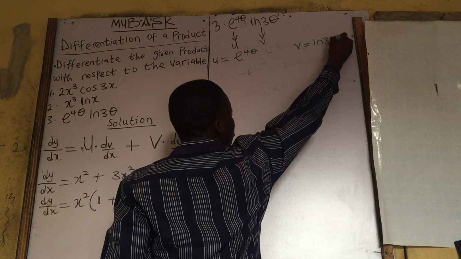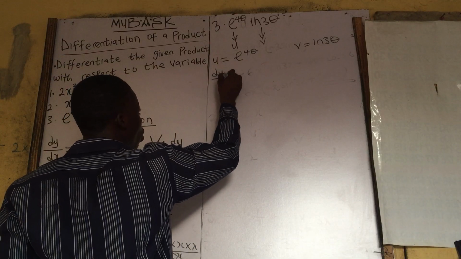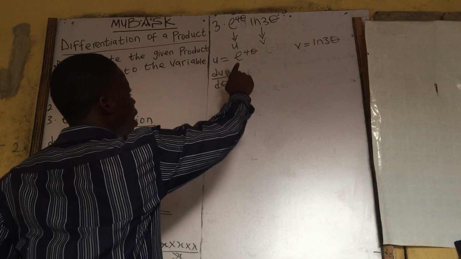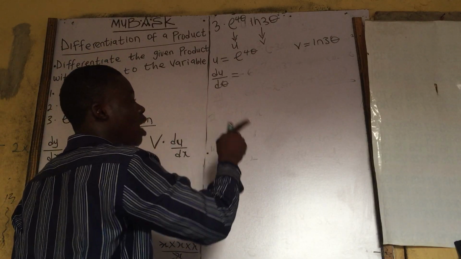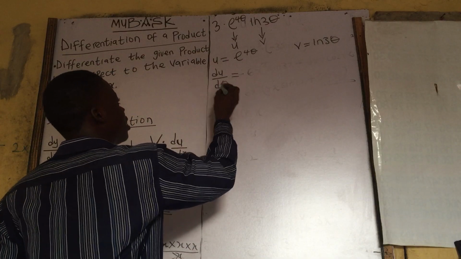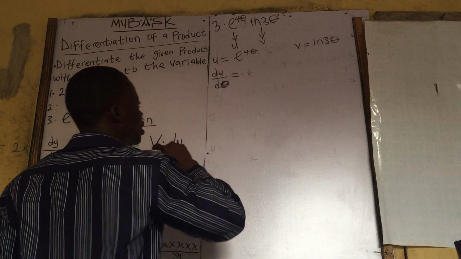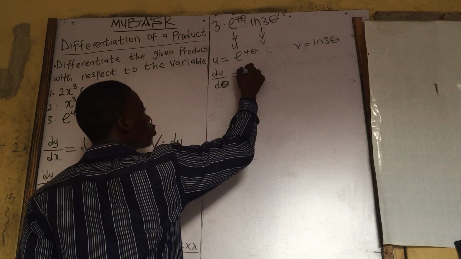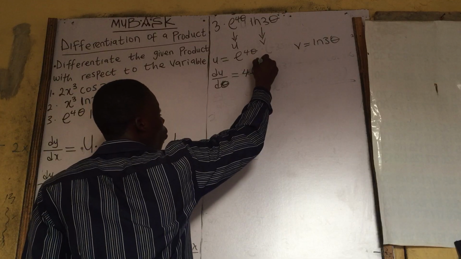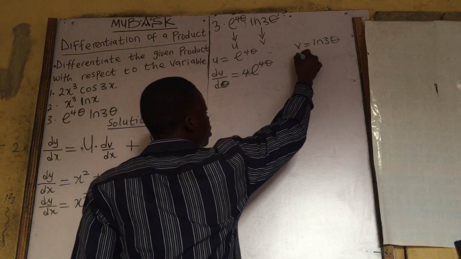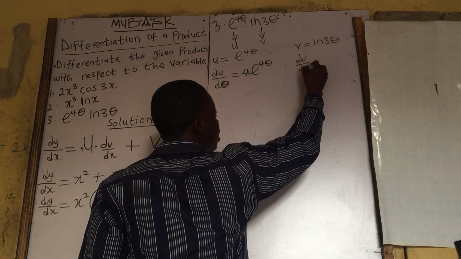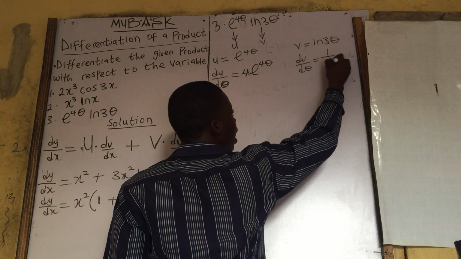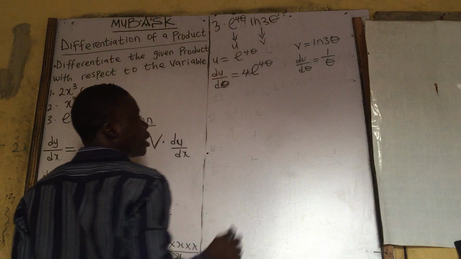Now du over d theta, because there is no variable x; they gave us theta instead of x, that is why we change it to d theta. Now the derivative of e to the 4 theta gives us 4 e to the 4 theta. And dv over d theta: differentiating ln 3 theta gives us 1 over theta.